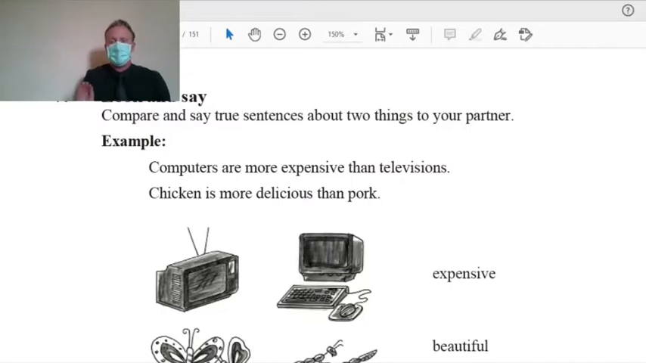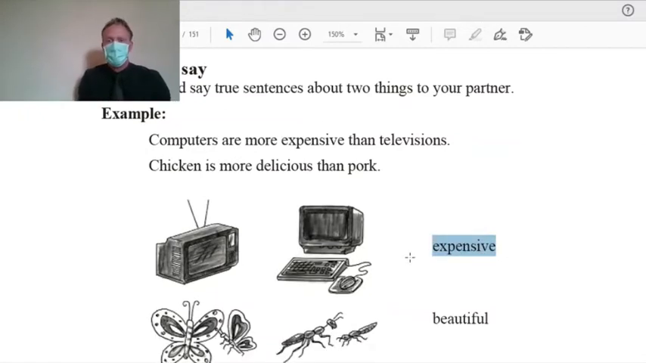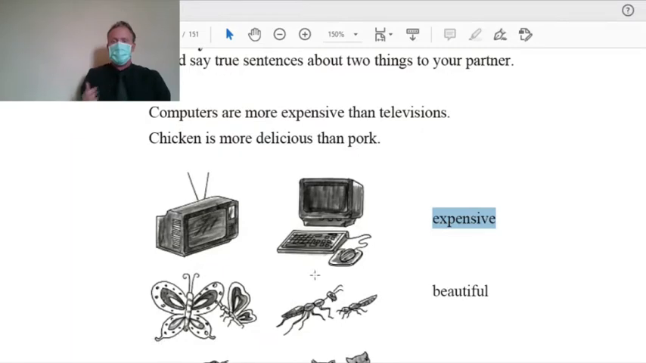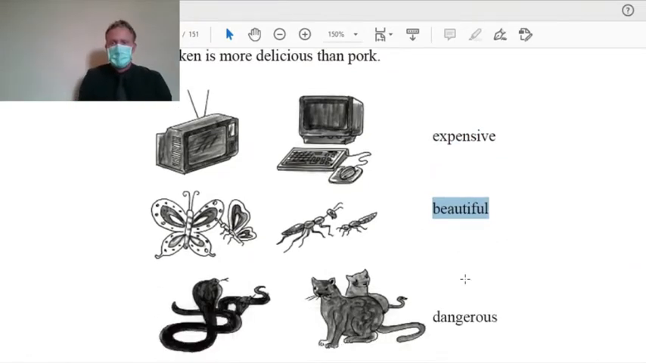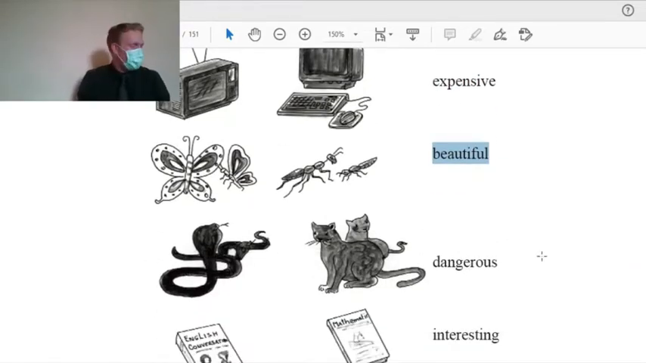As an example, computers are more expensive than televisions. Yes, we have 2 objects right there, a computer and a television. So, which one is more expensive? Computers or televisions. Next, we have a butterfly and an insect. Which one is more beautiful? Next, we have a snake and what looks to me like a cat. Which one is more dangerous?